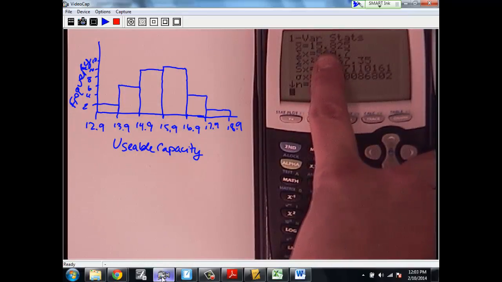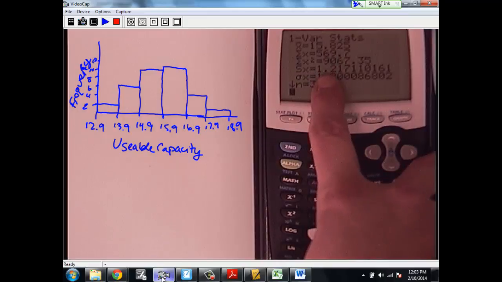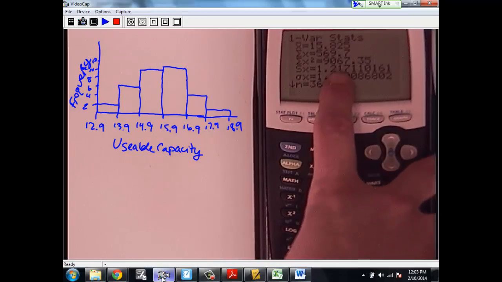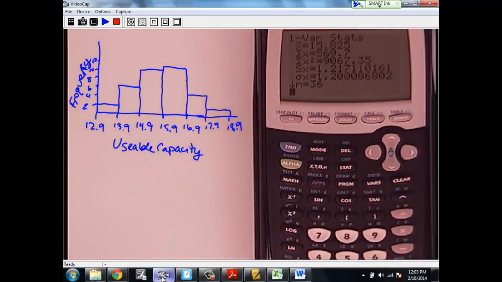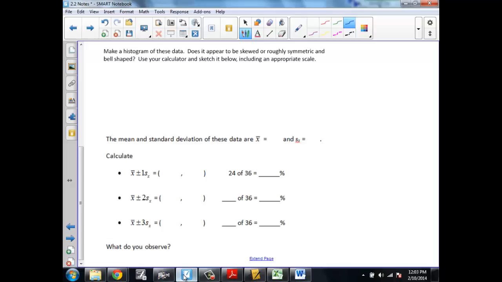My X bar is 15.8. My standard deviation is 1.2. Notice they're really close. I'm not going to dock you if you use the wrong one because they're so close. 15.8 and 1.2. X bar is our average, 15.8. Standard deviation, 1.2. So I fill this in.